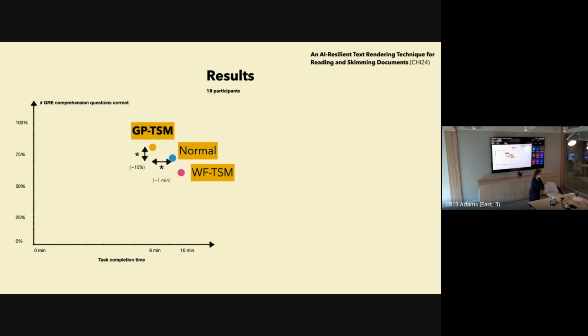One of those conditions, I'm still not sure if I understand. So GPTSM is what you just showed with the black and the gray. Normal, everything's black. Presumably there's also a condition where you just didn't show the gray. Is that what it is? That's what normal is. Everything is black.